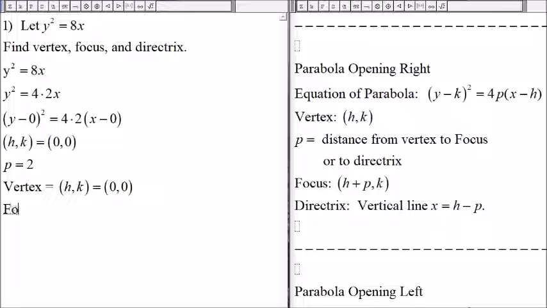And the focus will be 0 plus 2 comma 0, which is equal to 2 comma 0.